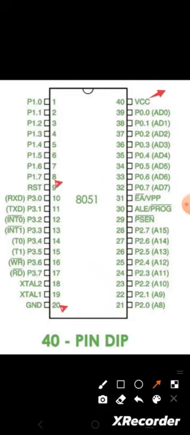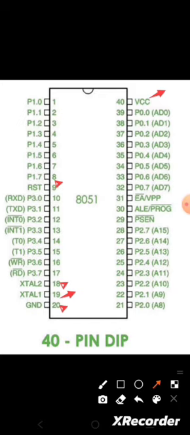And the next pins 18th and the 19th are XTAL1 and XTAL2. So these two pins are nothing but the input pins for the crystal oscillator. So in order to generate the clock frequency, the 8051 has an inbuilt oscillator. So this XTAL1 and XTAL2 serve as the input for this oscillator.